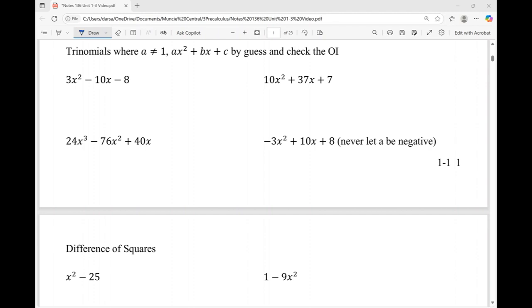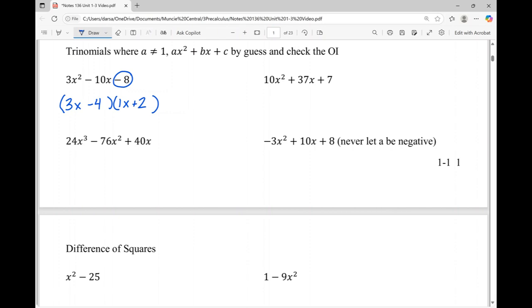What you're going to do is ask yourself, what two numbers multiply to that number in the very front? 3. What two numbers multiply to 3? Well, obviously 3 and 1 are the only numbers that multiply to 3. So we're going to put those two numbers in front of our x in our two binomials. Now we're going to ask ourselves, what two numbers multiply to -8? Remember, it's got to be a negative. So the only two I can think of that are quick are -4 and +2. So I'm going to put a -4 here and a +2 here.